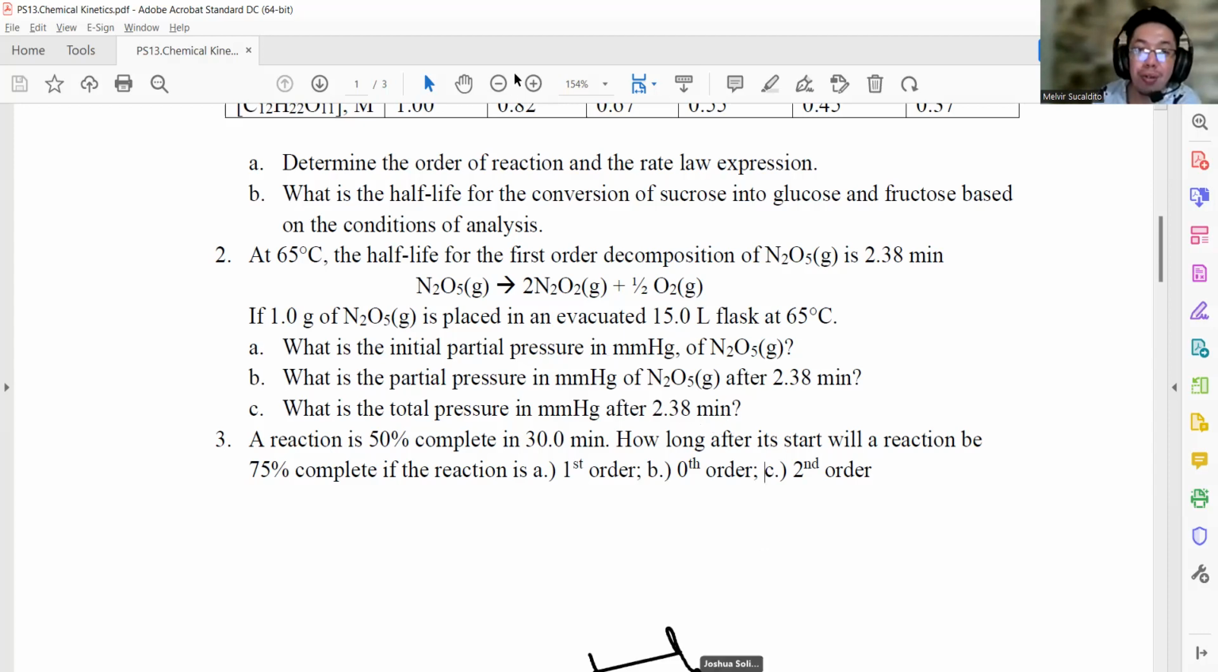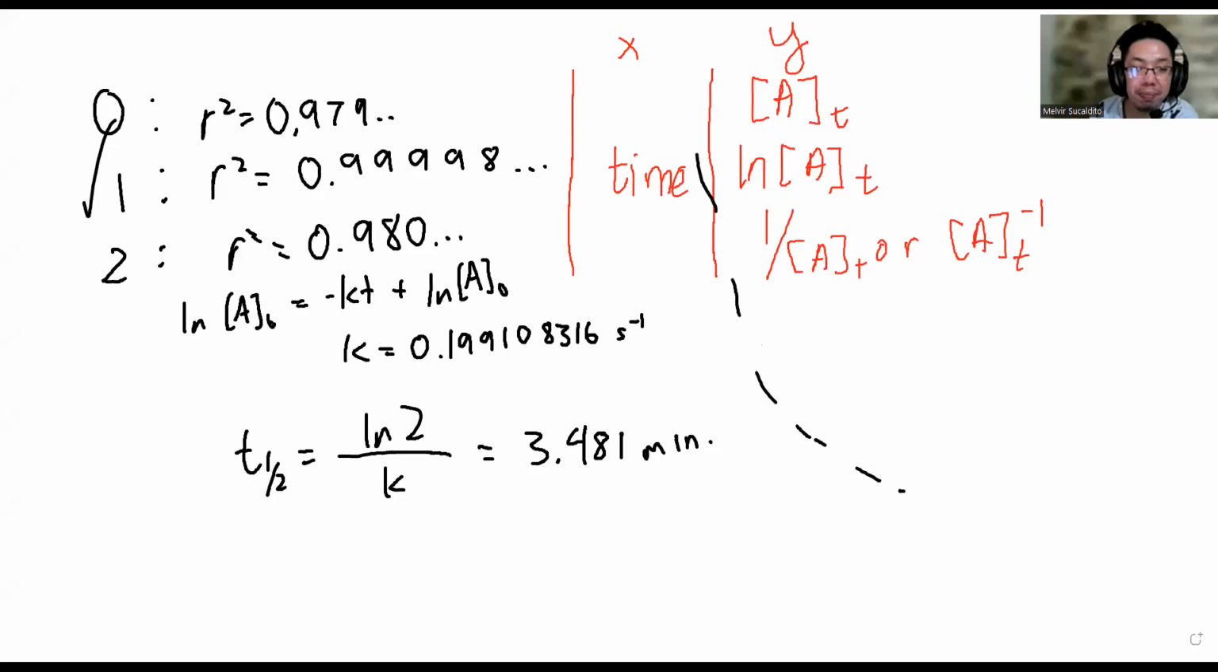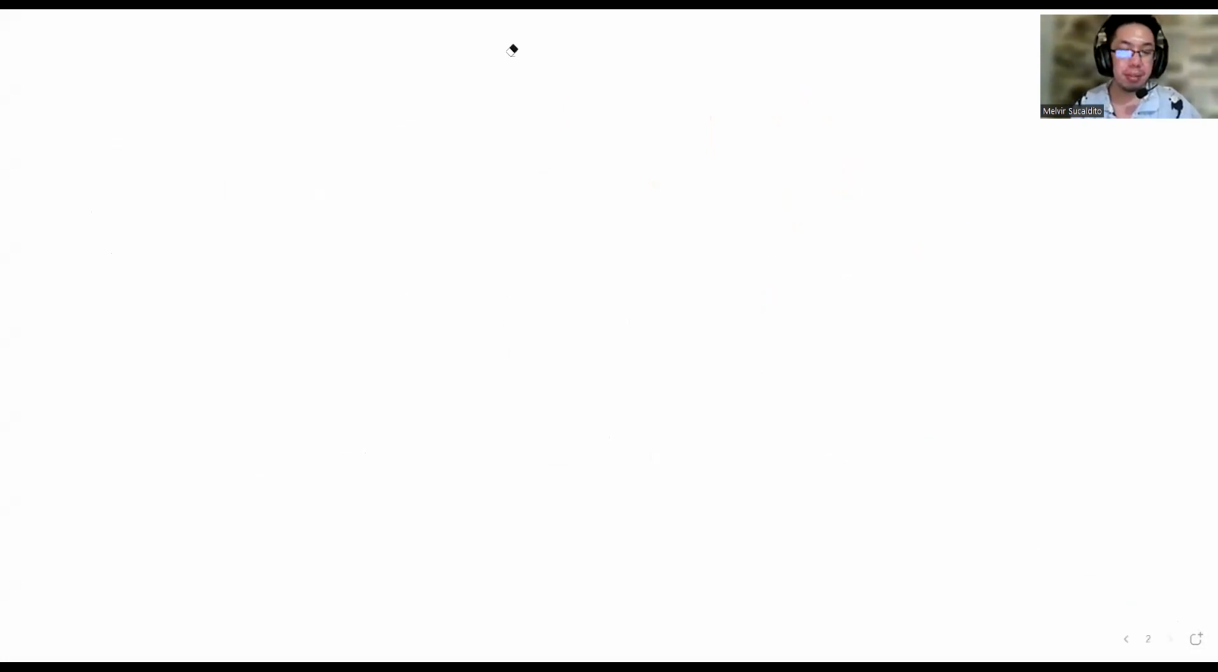Okay. You now solve or show me the solution for number B.2. You can now share your screen. So ito medyo culmination to, or it's an integrated problem involving gases, stoichiometry, and then chemical kinetics. Okay. I'll give you siguro mga 2 to 3 minutes tapos mo na yan.